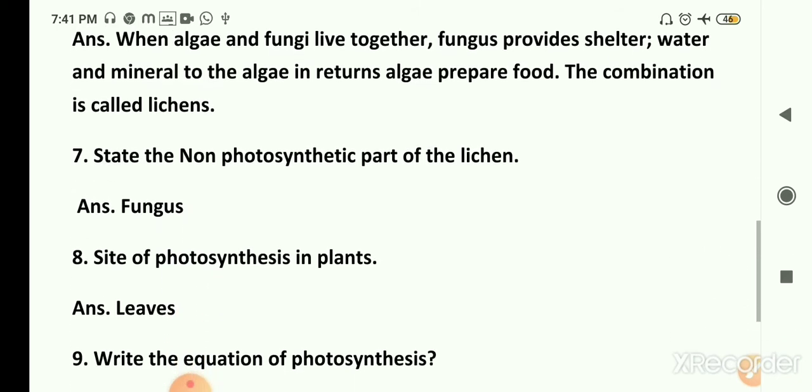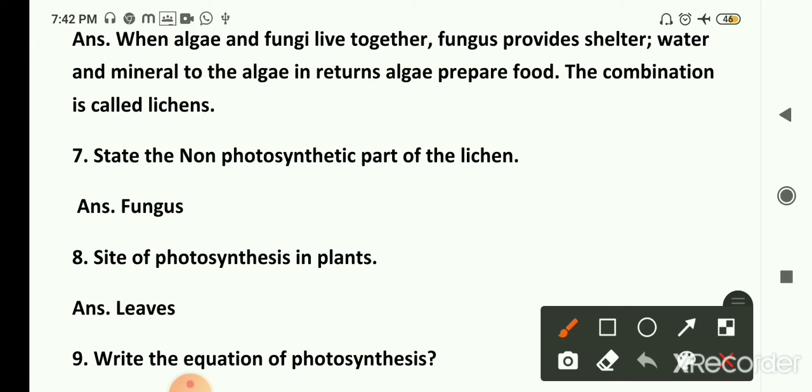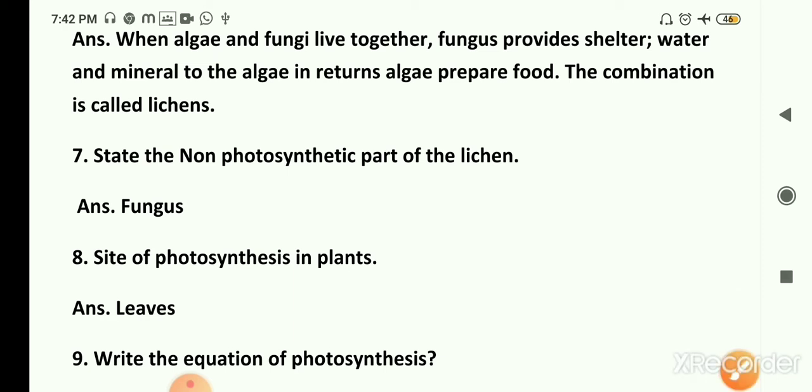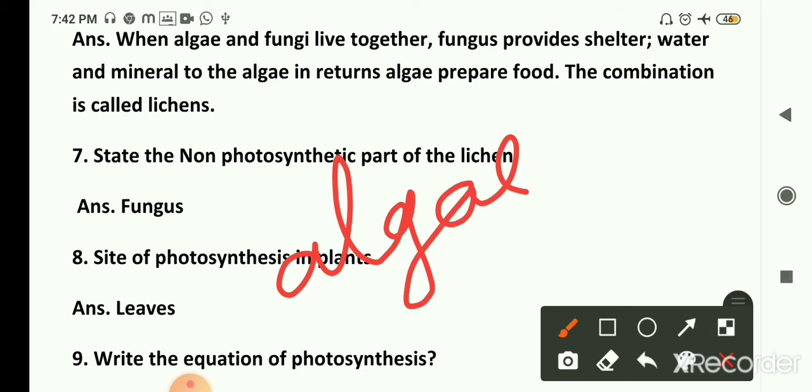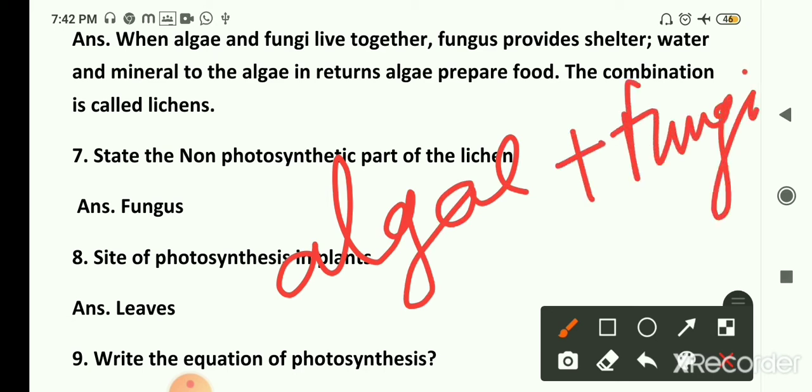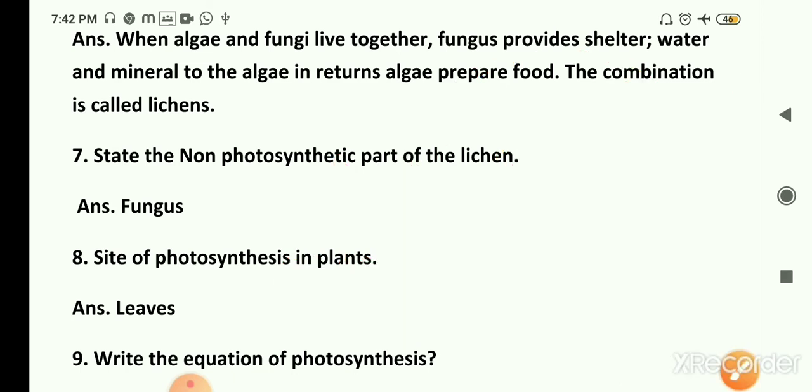Now next question, state the non-photosynthetic part of the lichen. The non-photosynthetic part is fungi. I have already told you algae are green, and fungi are actually saprophytic organisms. Because they are saprophytic, they are the non-green part, they cannot make their own food, and they depend on algae. Now next is the site of photosynthesis in plants.